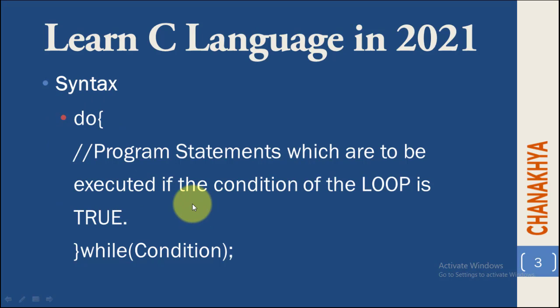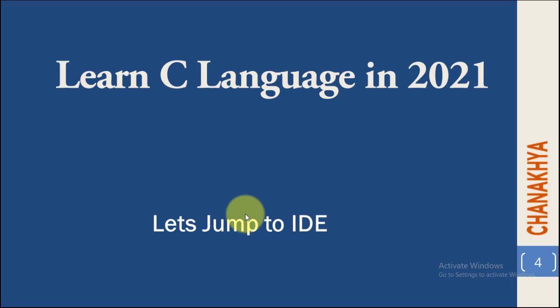That is the only difference between while and do while, and it's totally the choice of the programmer which loop he wants to use. If he wants to first check the condition and then execute the loop, then he has to go with the while loop. Whereas if he wants to execute the body once and then check the condition, then he has to go with the do while loop. So now let's jump to our IDE, for better understanding of the do while loop in C program.